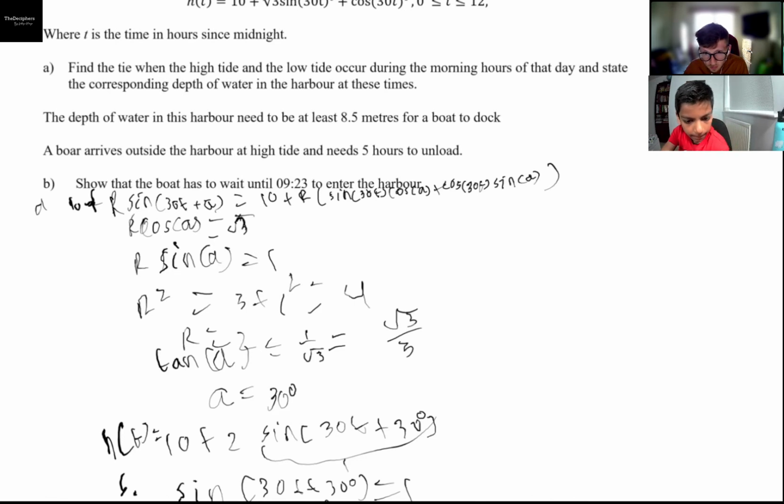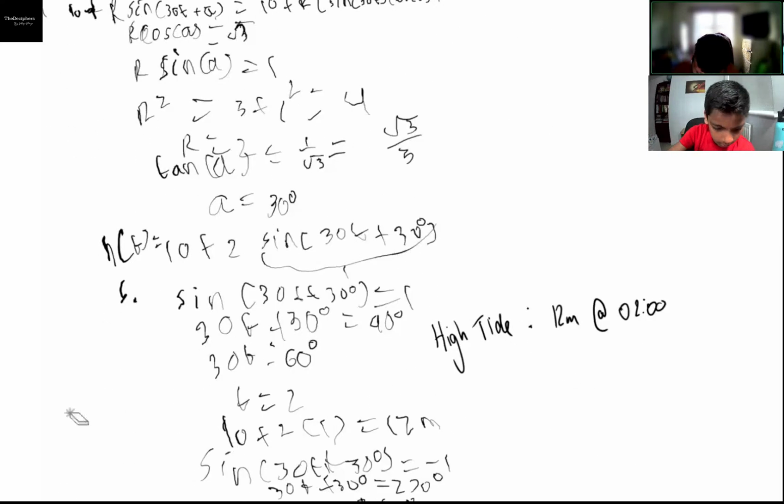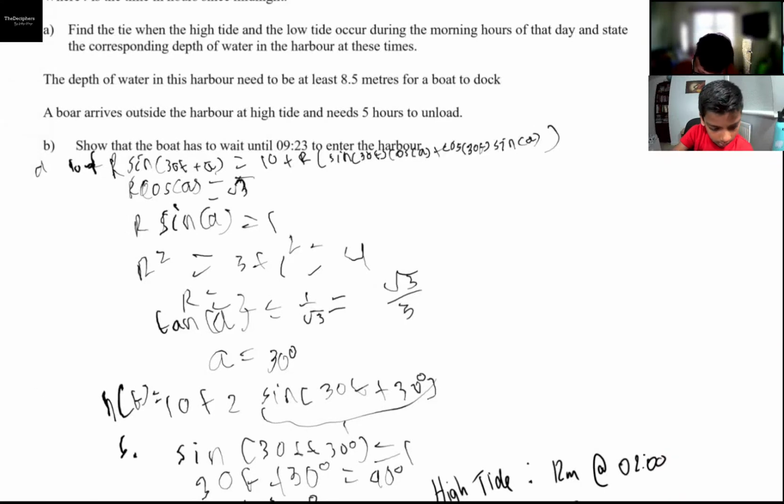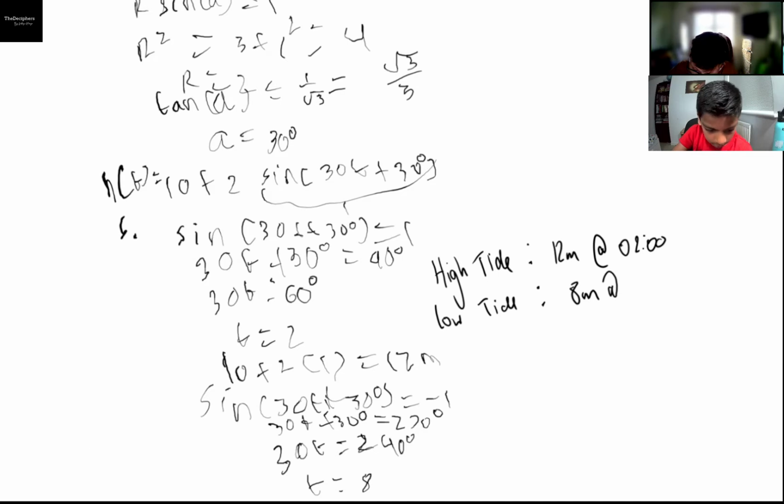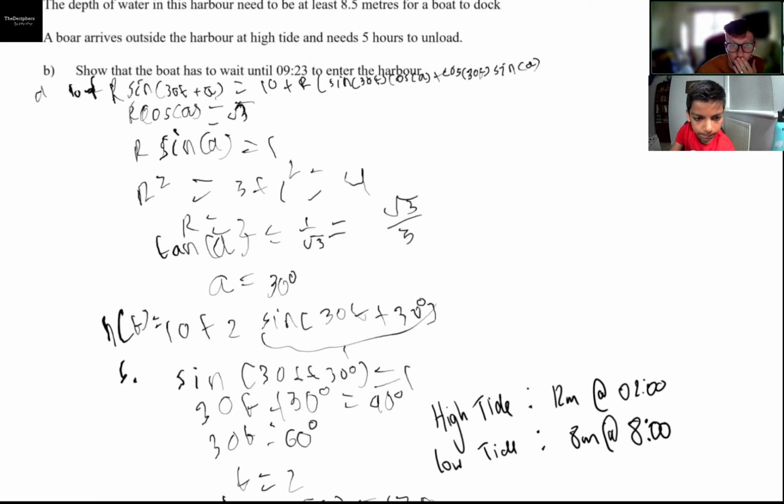High tide was 12 meters, at 2 o'clock. And low tide was 8 meters, at 8 o'clock. So the boat arrives at 2 o'clock.